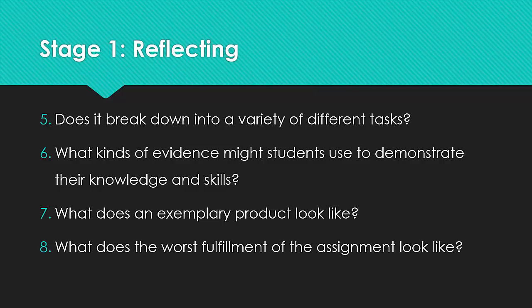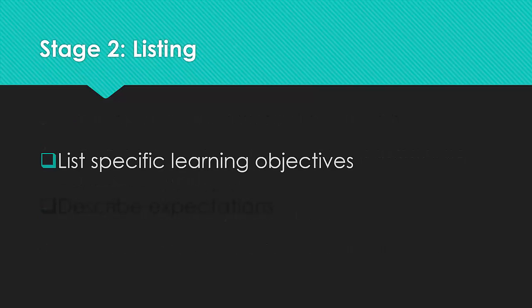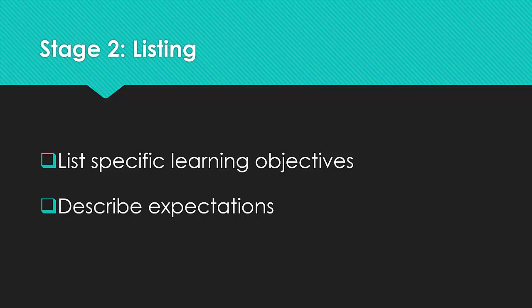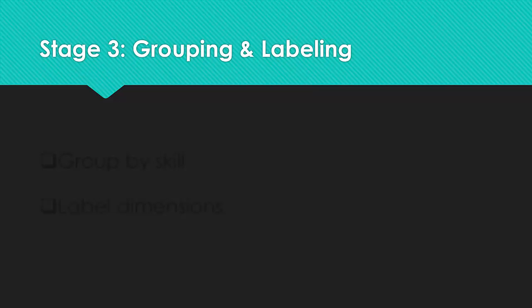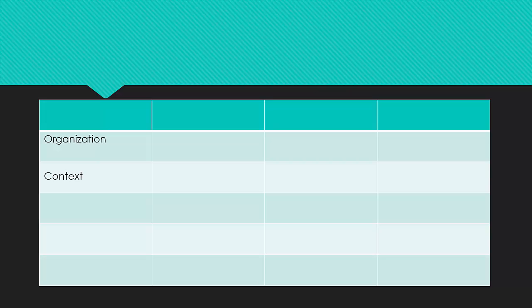Answering these questions will help you in Stage 2, listing. Think about the specific learning objectives that will be completed with this assignment. List them. Describe the highest expectation for each of them. Stage 3 is grouping and labeling. Group related performance expectations based on skills. Then go ahead and label them, such as organization, context, analysis, presentation, or mechanics.